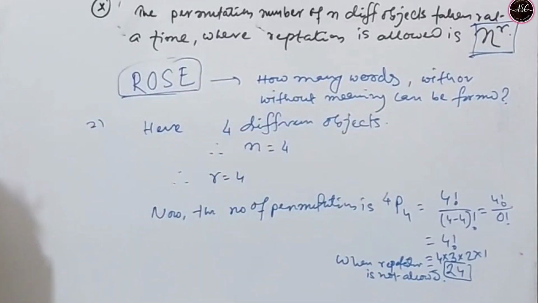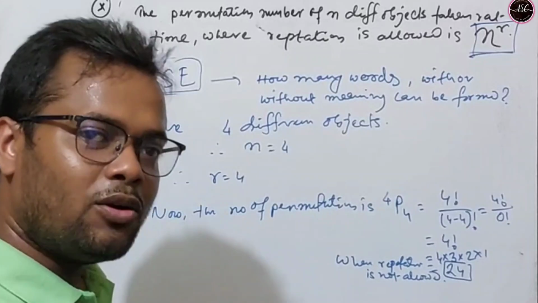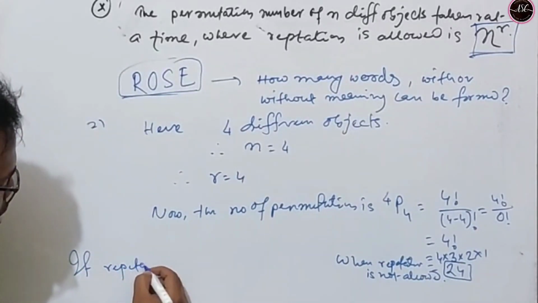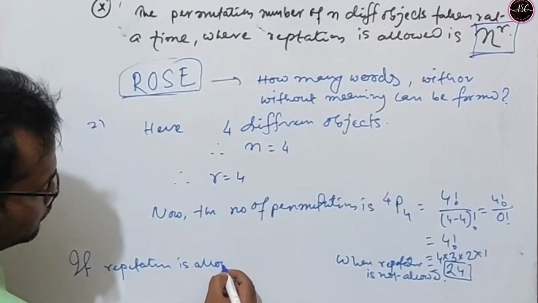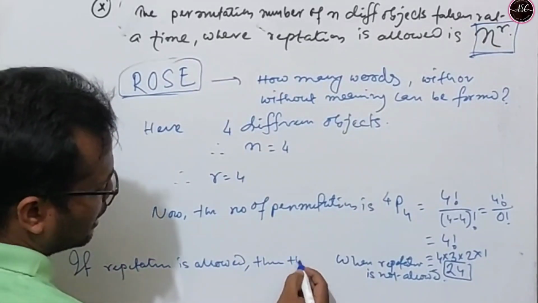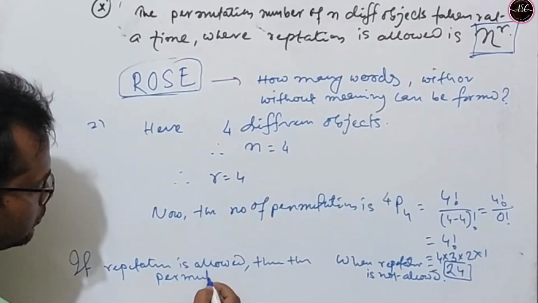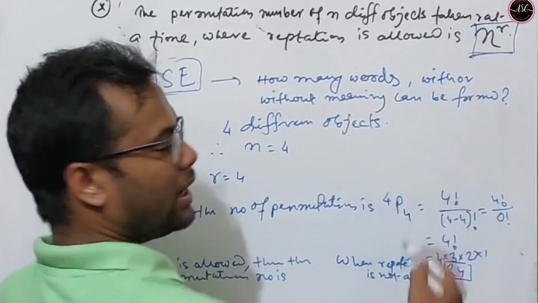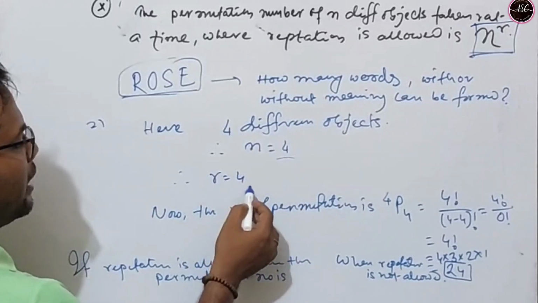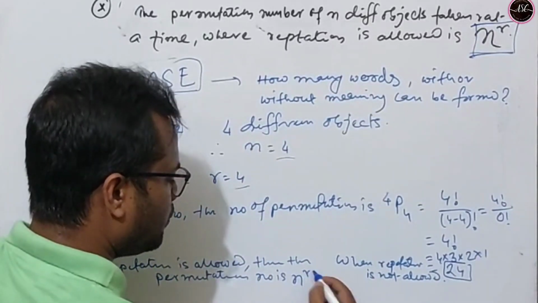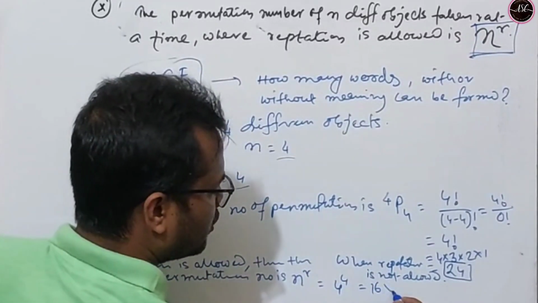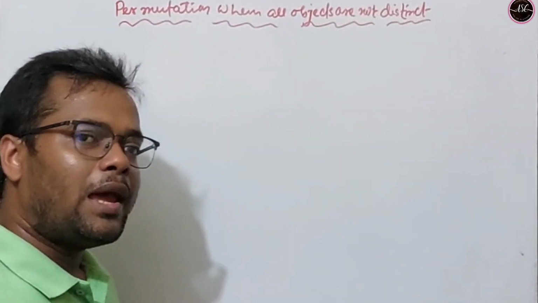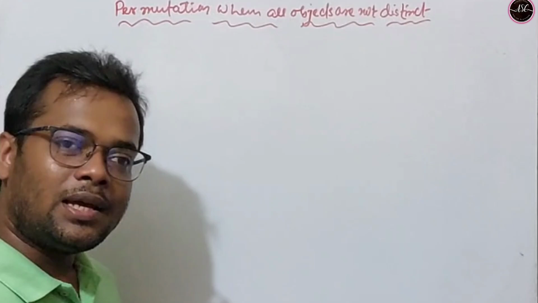If repetition is allowed, then the number of permutations is n to the power r. Here n equal to 4 and r equal to 4. So n to the power r equal to 4 to the power 4, that means 16 into 16, so 256. Till now we have learned about permutation when all objects are distinct.